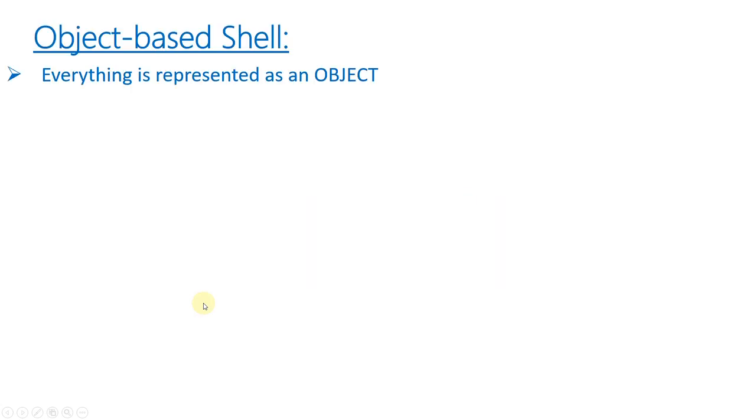So first of all, the object-based shell. Why is it called an object-based shell? It is the shell where everything is represented as an object. So whether we get the output of any cmdlet, that output will also be considered an object, or if we create any variable, that will also be considered an object.